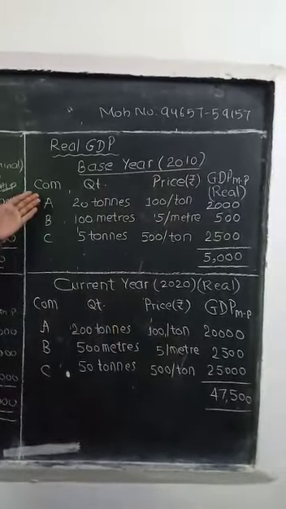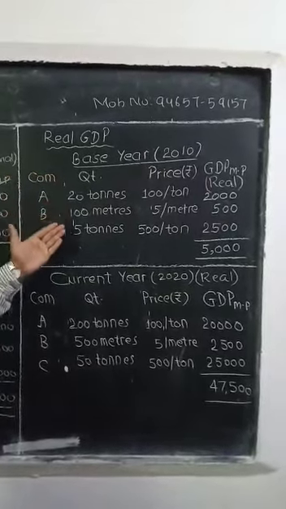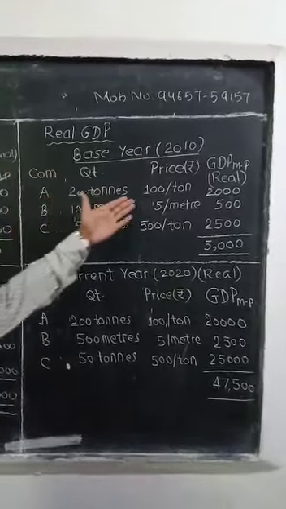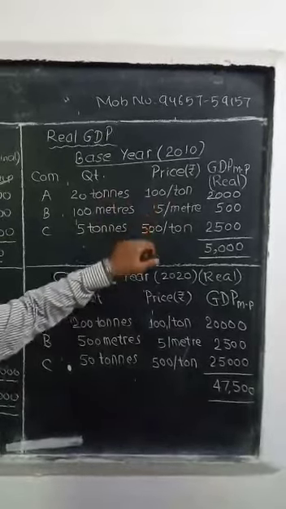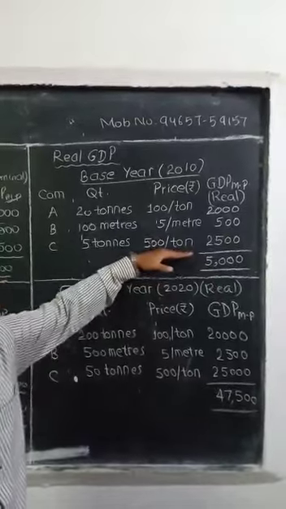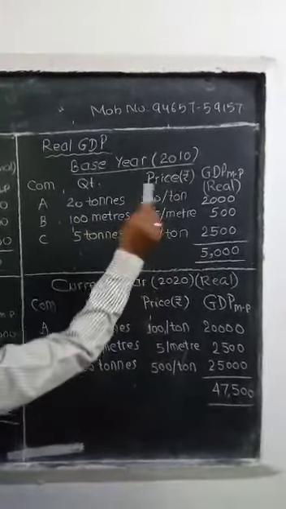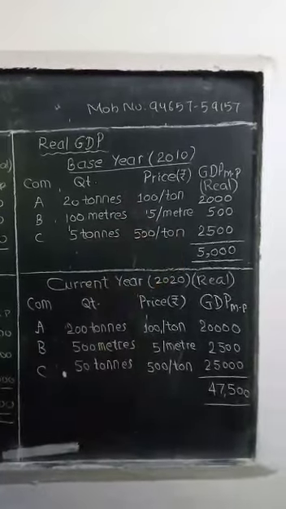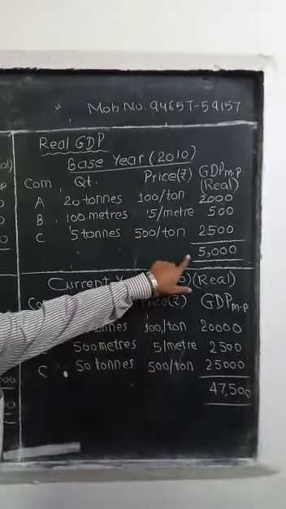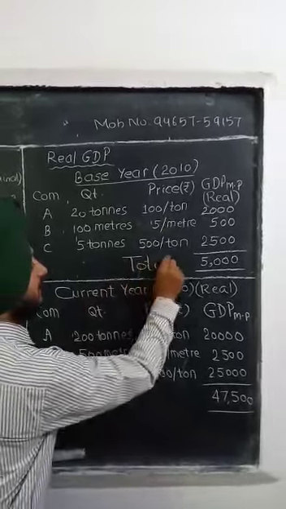Again the same commodities A, B, C, any items can be there. Quantity 20 tons, 100 meter, 5 tons. Prices we have 100 rupee per ton, 5 rupee per meter, and 500 rupees per ton. Now multiplying all these, 20 into 100, same 2500, 2500, and the total we are getting here is 5000.